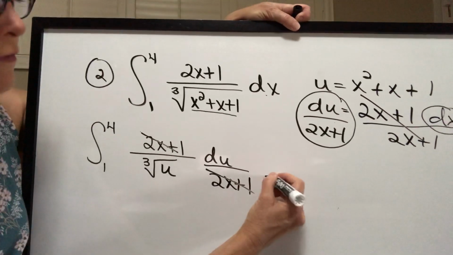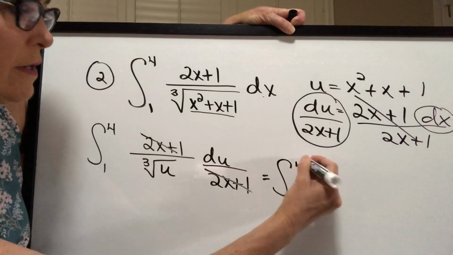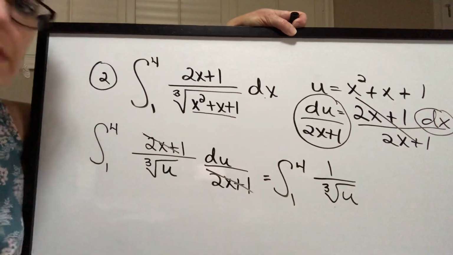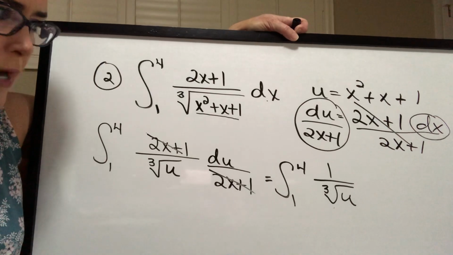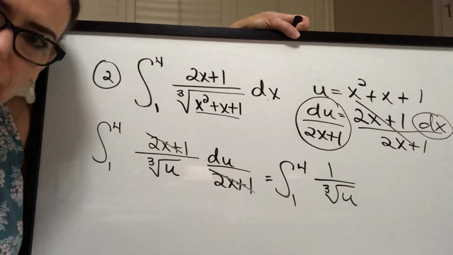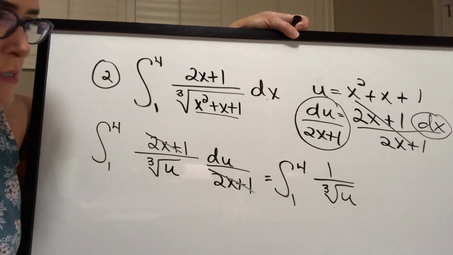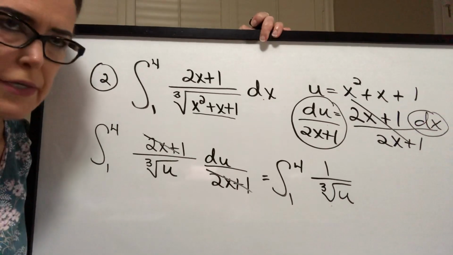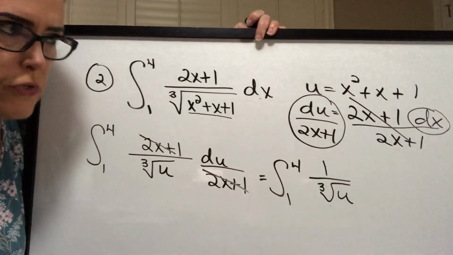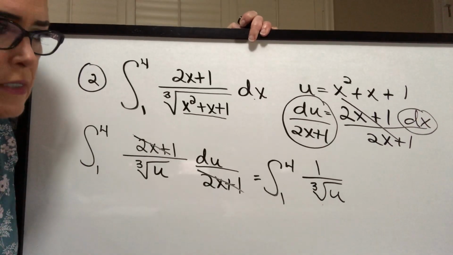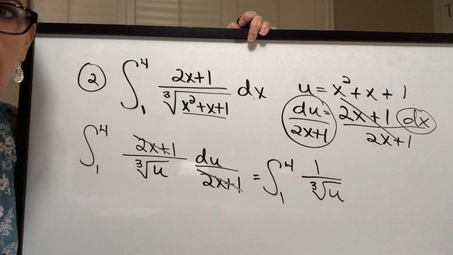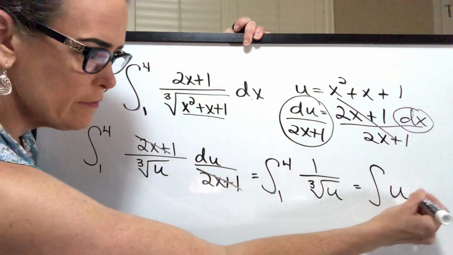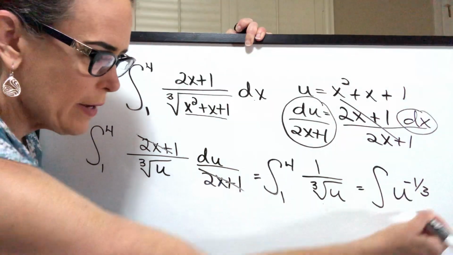So I would have still the integral from 1 to 4, but I would have 1 over the cube root of u. Okay, so throughout the year we have changed radicals to what are called rational exponents, exponents that are fractions. So u, if it's cube rooted, is the same thing as the 1/3 power, u to the 1/3. But because it's in the denominator, that would be negative 1/3. So it would be the same thing as the integral of u to the negative 1/3 power from 1 to 4.